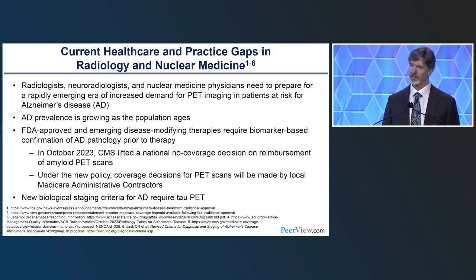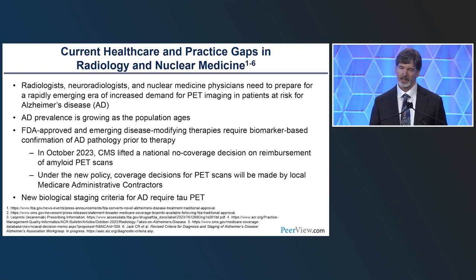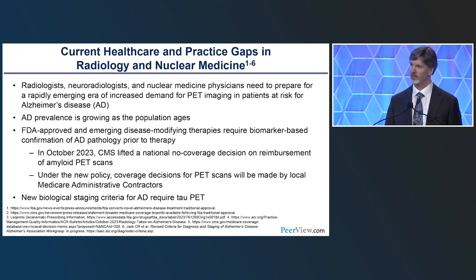Today we have an opportunity to treat one of the pathologic hallmarks of Alzheimer's disease, being amyloid. And we need to be able to identify that pathology prior to doing therapy. In October 23, CMS lifted a national no coverage policy on reimbursement for amyloid PET. And now that coverage is determined by your local Medicare contractors.